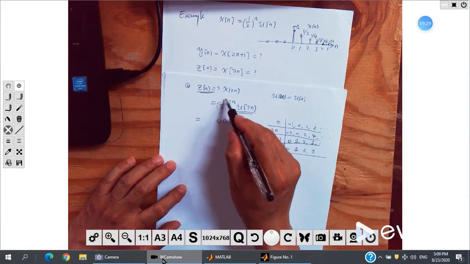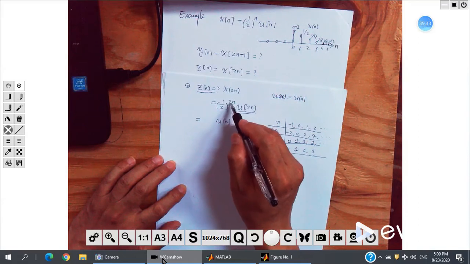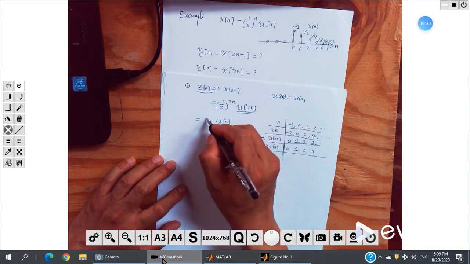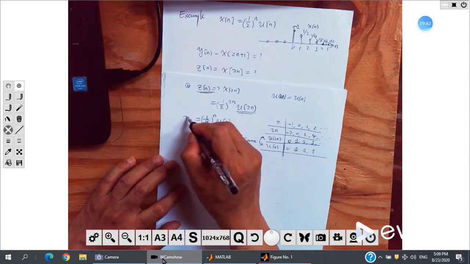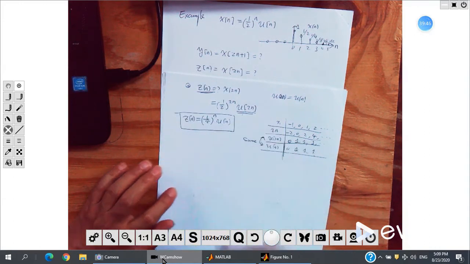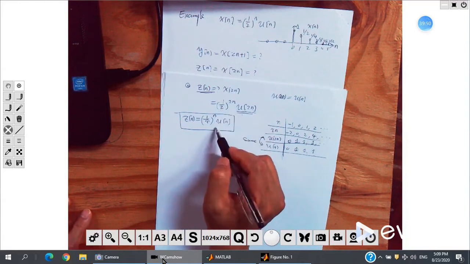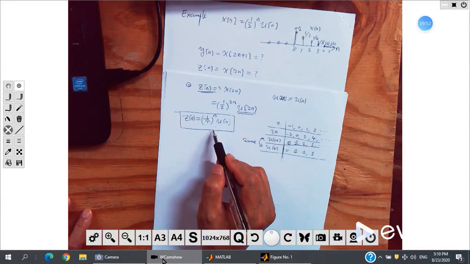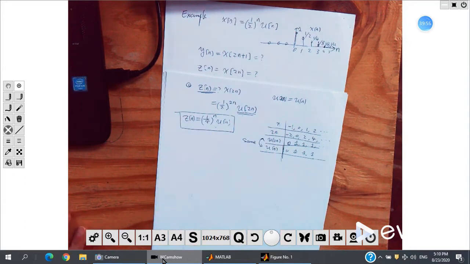And this part, 1/2 with power 2n. I can perform the square first. So this is 1/4 to the n. Okay, so we have z of n. We have a formula that looks like this. You can also use the other one, but you can consider this one more simple. After simplifying, you prefer to use this one as the answer.